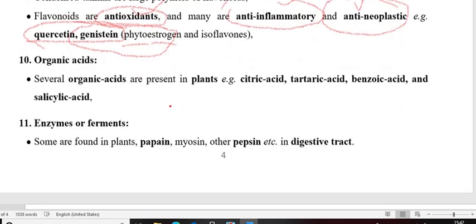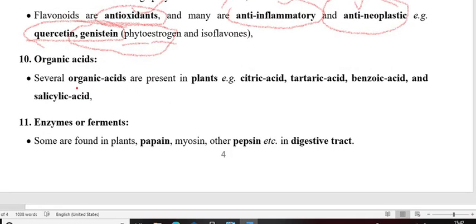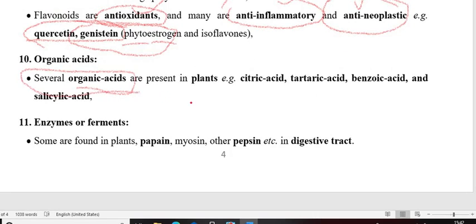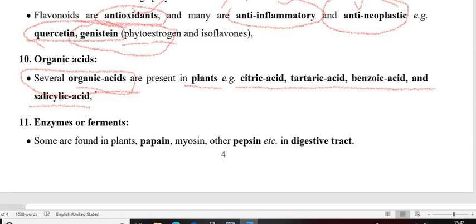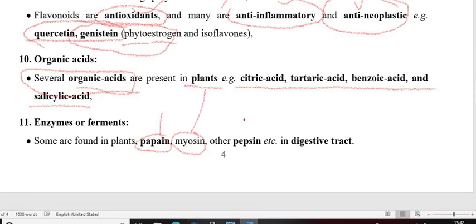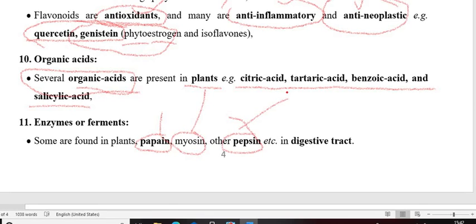Now we have to go through the organic acids. Many of the acids that are isolated from plants are citric acid, that is vitamin C, tartaric acid, benzoic acid, and salicylic acid. These all are acids isolated from the plant, and they are organic acids. And also under the sources of drug are enzymes or ferments. Under this, the enzyme from the plant is papain from the papaya. Then myosin from the muscle. Then pepsin from the digestive tract. So these all are about the drug sources.